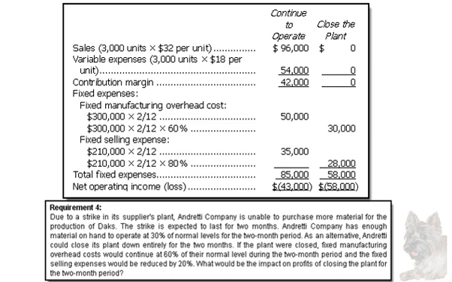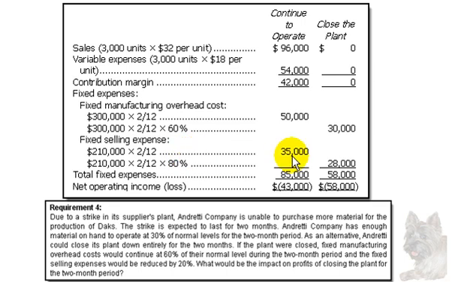So given this scenario, sales of 3,000 units times $30 per unit would be $96,000 if we continue to operate. We'd incur the $18 per unit variable expenses, right? So that's $54,000. So we've got a contribution margin of $42,000. Now, if we close the plant, of course, we don't have any of that. The fixed manufacturing overhead cost, we would record 2/12 of that for the 2 months. Or if we close the plant, it would be 2/12 times 60%, so it comes out to be $30,000, right? We're multiplying both times $300,000. The fixed selling expense, $210,000 times 2/12 is $35,000.